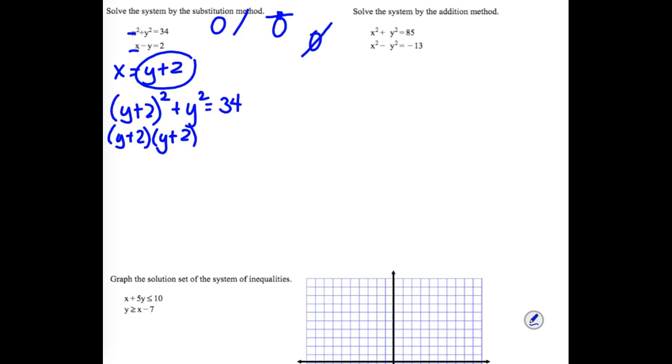gets me what? Y squared plus 4y plus 4. I still have the other y squared and it equals 34. Because I have some squared variables, I'm going to move everything to one side and use factoring to solve it. So combining my y squareds, I have 2 of them. I have a positive 4y. Subtracting the 34 over gives me negative 30.